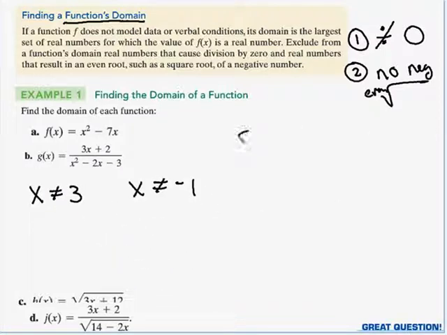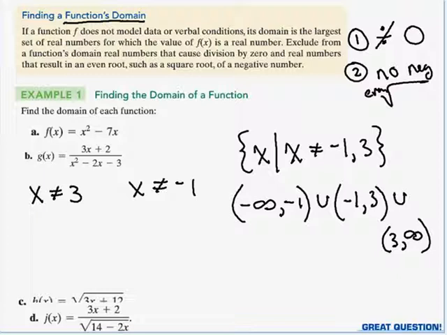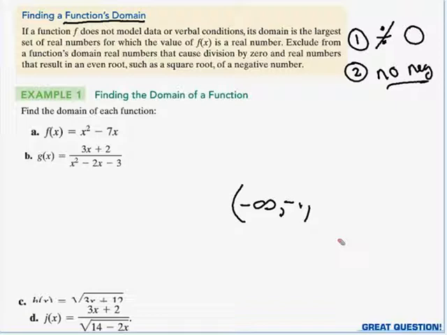In set builder notation, you could write that as the set of all x such that x does not equal negative 1 or 3. Or if you prefer interval notation, our first interval would be from negative infinity to negative 1, and we would union that with the set from negative 1 to 3, and we would union that with the set from 3 to infinity. Okay, so there's the domain for letter B.